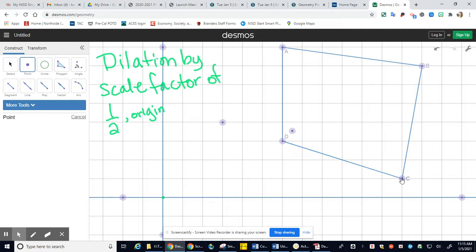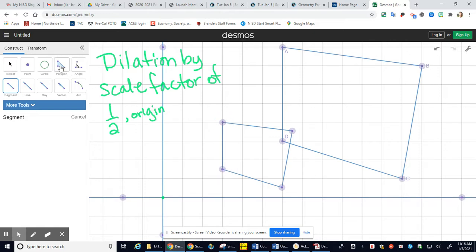Okay, C is at 12, 1, so it's going to end up at 6, 1/2 right there. And D is at 6, 3, so that's going to end up at 3 and 1, 1/2. So we put those points on there. Okay, we can connect them all with line segments.